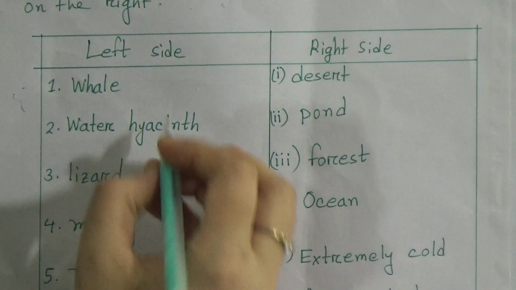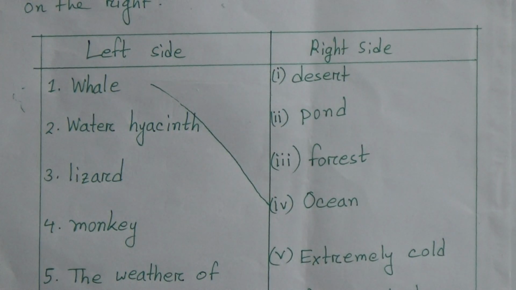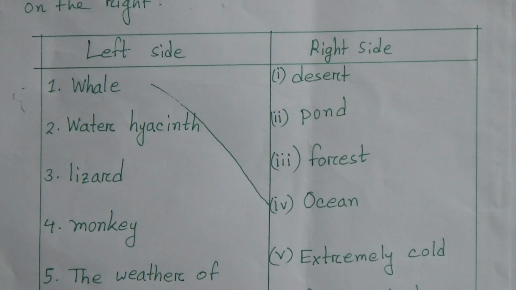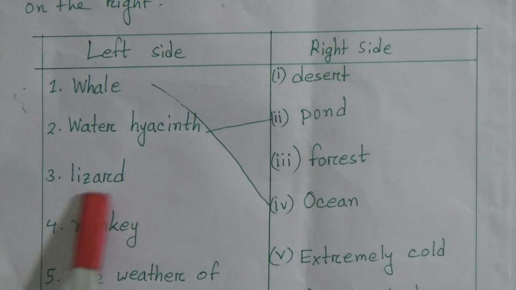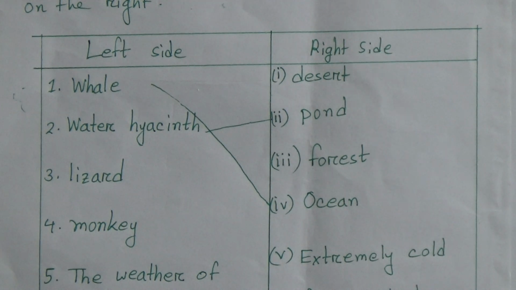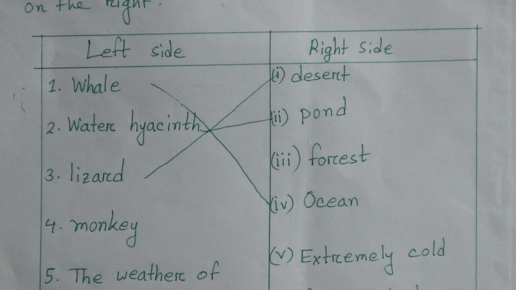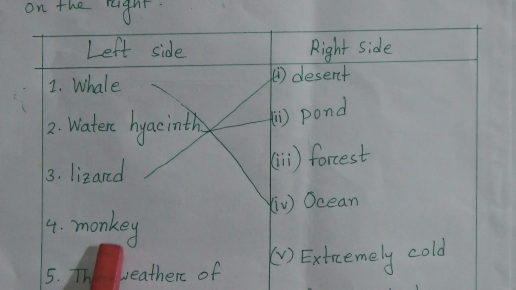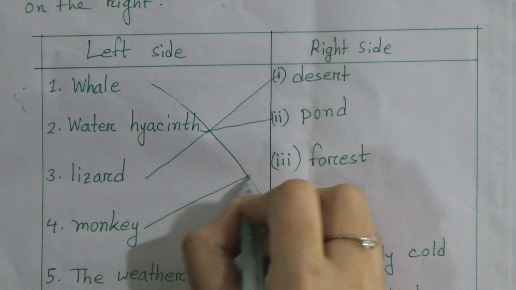Let's do it. 1 number match with, here is 4 number. And 2 number water hyacinth. Water hyacinth, it will be matched with 2 number. And 3 number here is lizard. Lizard habitat is desert. So we will match 3 number to 1 number. And 4 number here is monkey. Monkey, it will be matched with forest. Monkey lives in forest. That means 4 number will match with 3 number.